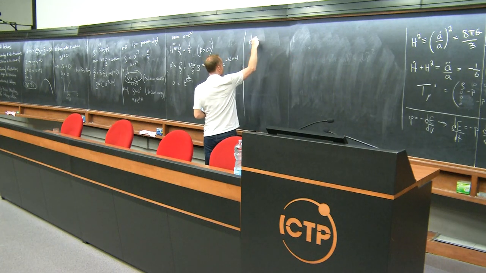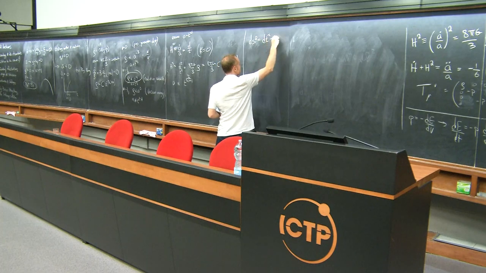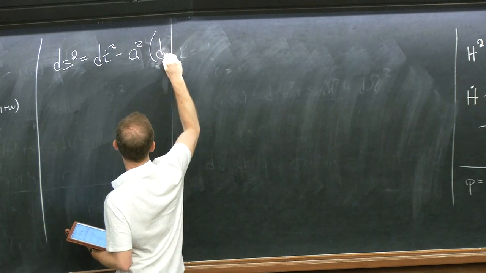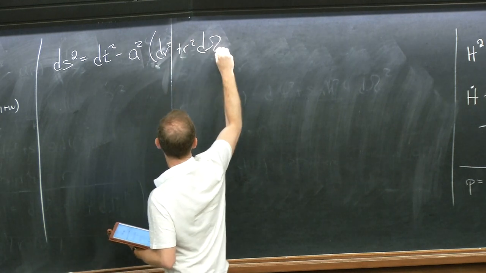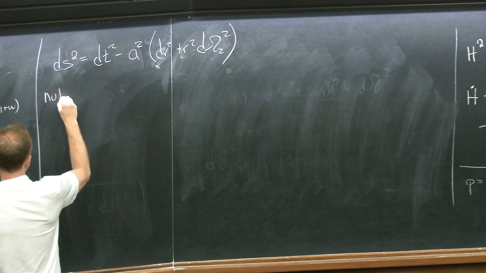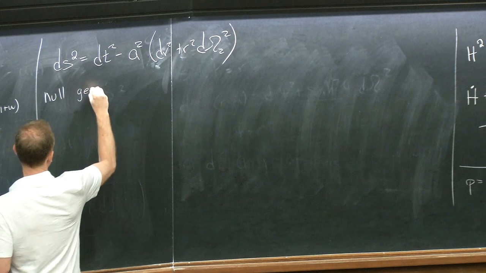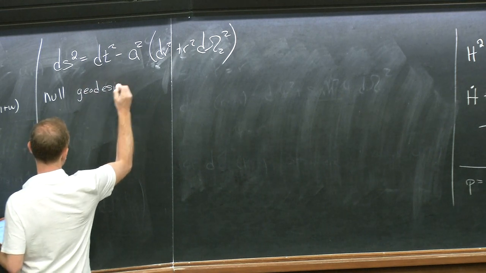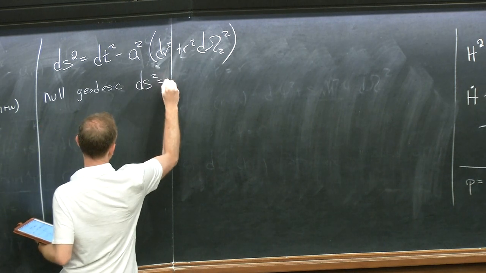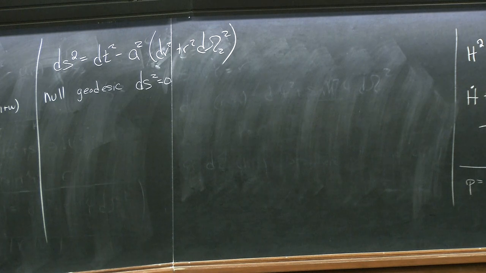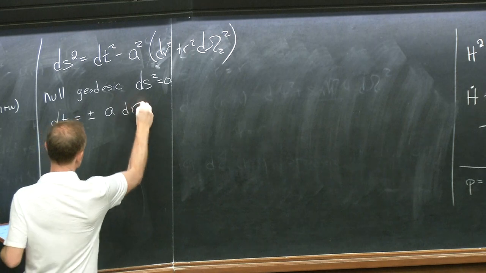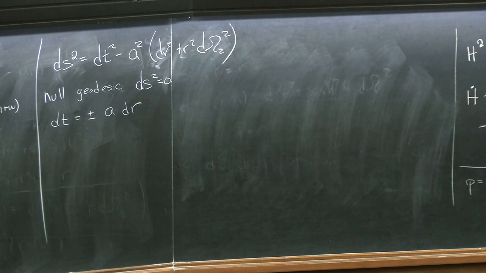Again, I'll take k equals zero. Actually, let's write it in spherical coordinates, and let's consider a radial light ray. A light particle follows a null geodesic, assuming it doesn't scatter off of anything. A null geodesic has ds squared equals zero, zero proper length. So this means that dt is plus or minus a dr for a radial geodesic.